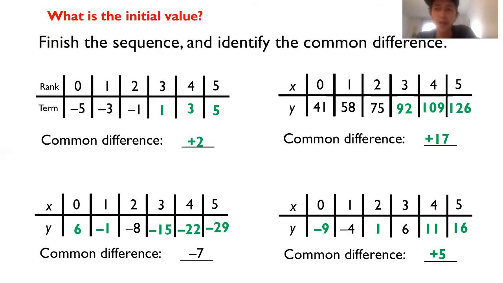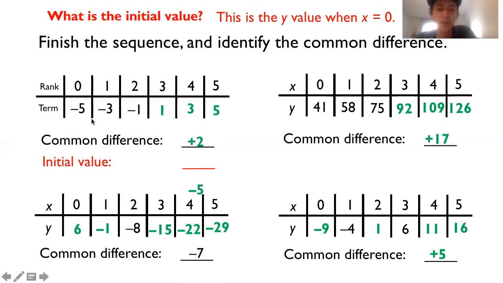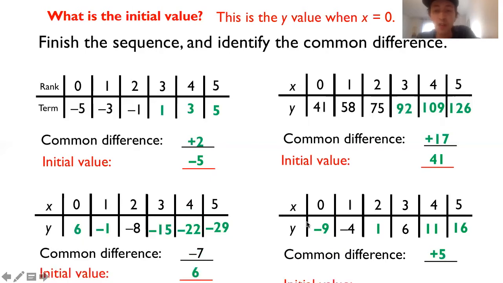One more number I'm going to ask you to look for when you've got a situation like this is something called the initial value. This is the value when x equals 0. So look at the 0 for x and find the number underneath it. For this one, even though I didn't call it x and y, I could have, the initial value is minus 5. For this one, the initial value is 41. That's the number underneath the 0. Over here, the initial value is 6. Over here, the initial value is minus 9.